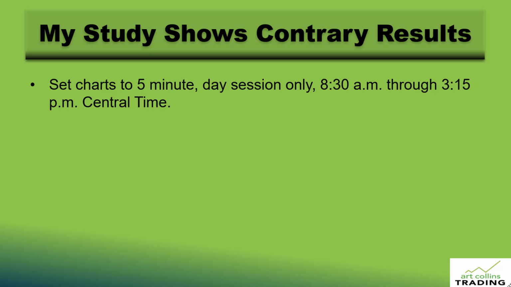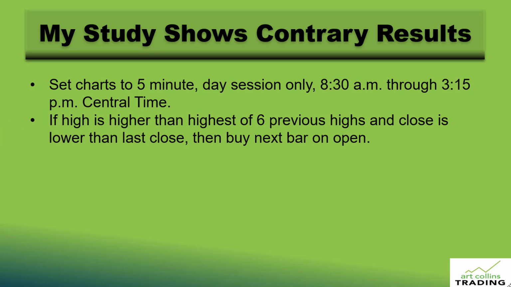All right, well, here's the rules. Set your charts to 5-minute day session only, 8:30 a.m. through 3:15 p.m. Central Time. If a high is higher than the highest of the 6 previous highs, and the close is lower than the last close, that's a buy signal. Just the opposite of what you'd expect, okay? You got 6 highs that are taken out, and then the close goes lower. Wow, it's going to go to the downside, right? Well, not what I'm alleging here. That is a buy.